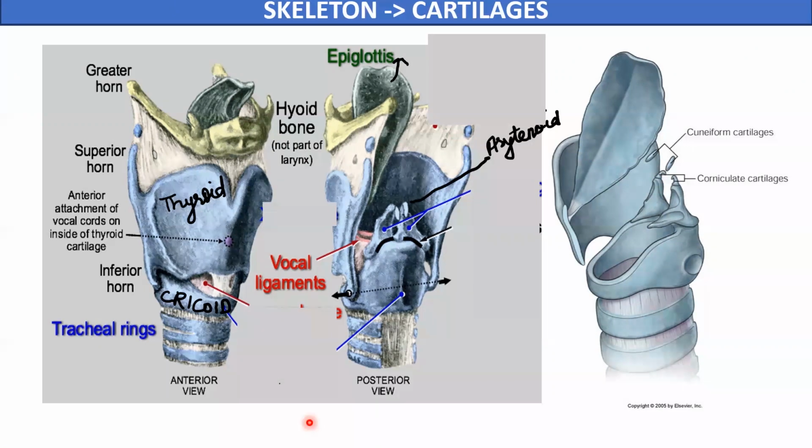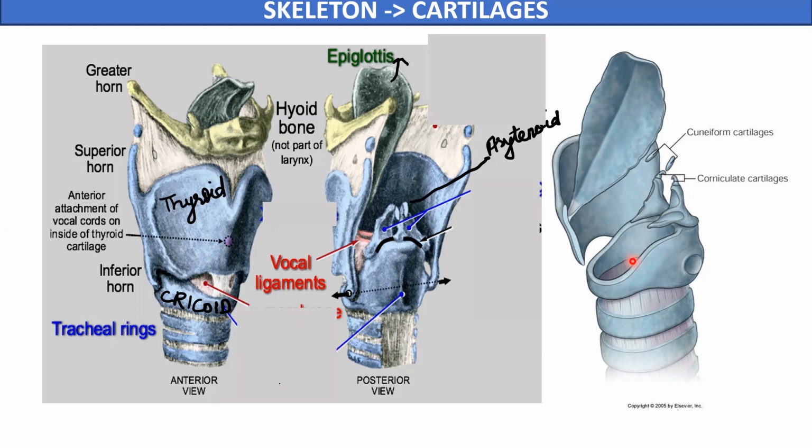Now these cartilages of the larynx are joined to each other by various joints. As we see in the first diagram, the thyroid cartilage is joined to the cricoid cartilage by the cricothyroid joint. The second joint is between the cricoid and the arytenoid cartilage, the cricoarytenoid joint, as we see in the second diagram. And the third joint is between the arytenoid and the corniculate cartilage, as seen in the third diagram, the arytenocorniculate joint. So three joints in the cartilages of the larynx: first is the cricothyroid, second is cricoarytenoid, and third one is the arytenocorniculate joint.